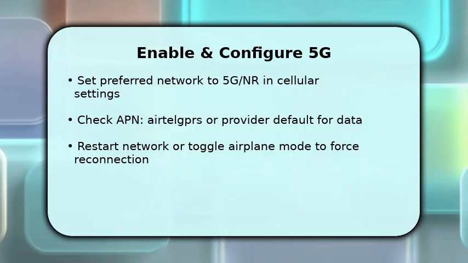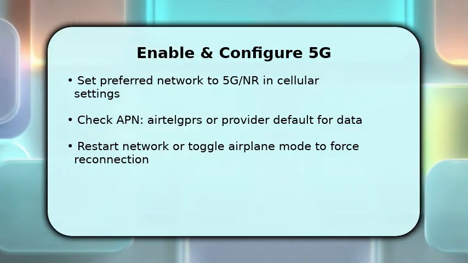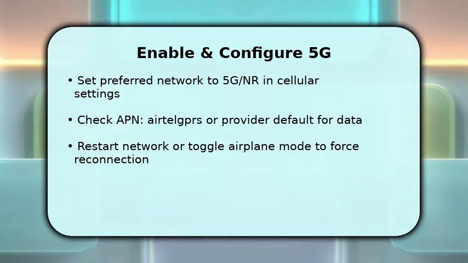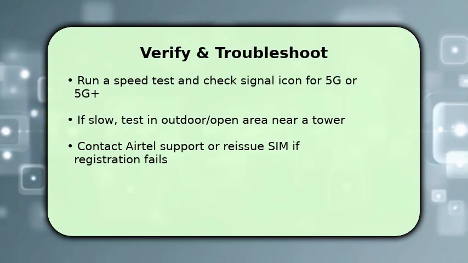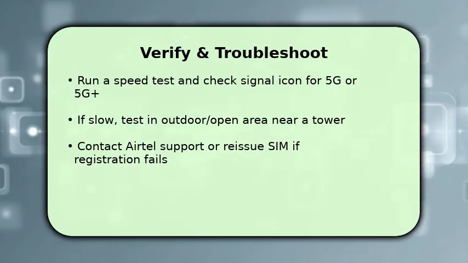You may also disable HD calls briefly. Some devices prefer switching voice to VoIP LTE before climbing to 5G data. Now verify you're on 5G by checking the status icon and running a speed test. You should see higher throughput and lower latency.